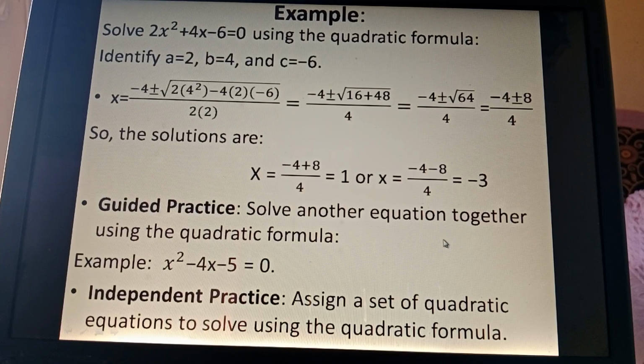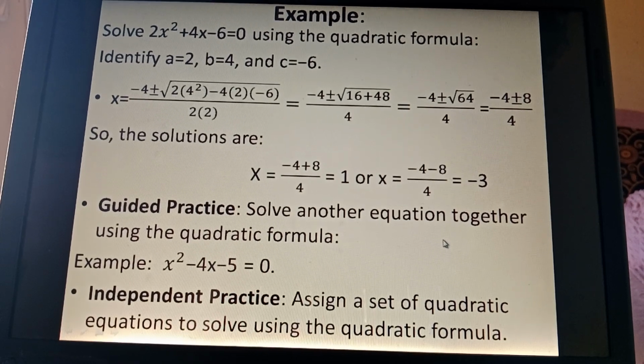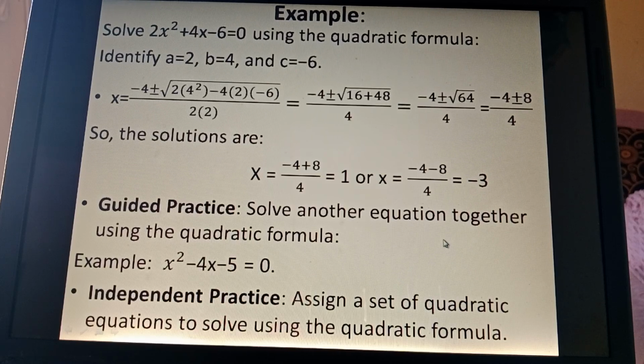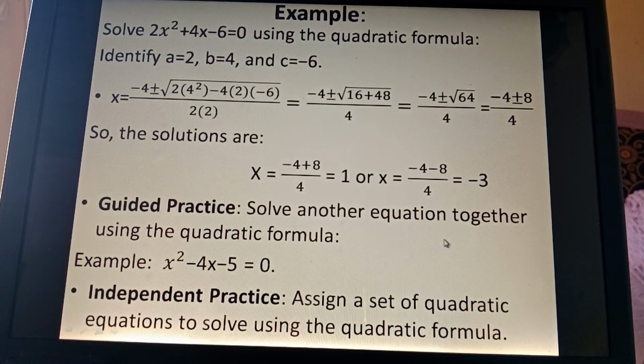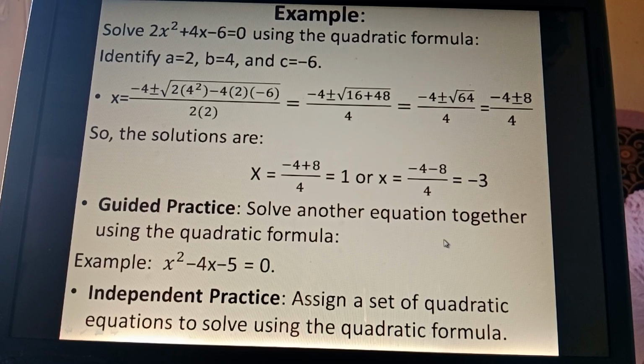Example, solve 2x squared minus 4x minus 6 is equal to 0 using the quadratic formula. Identify a is 2, b is 4, and c is negative 6. Substitute them into the formula, and you end up finally with negative 4 plus or minus 8 over 4.